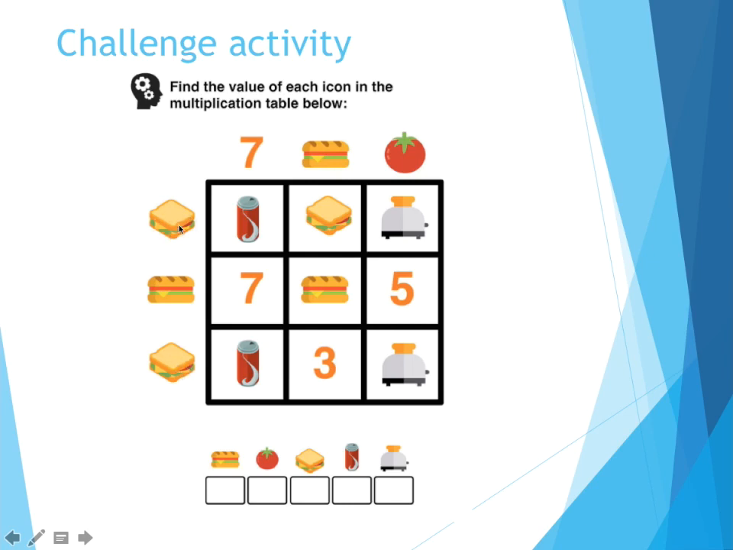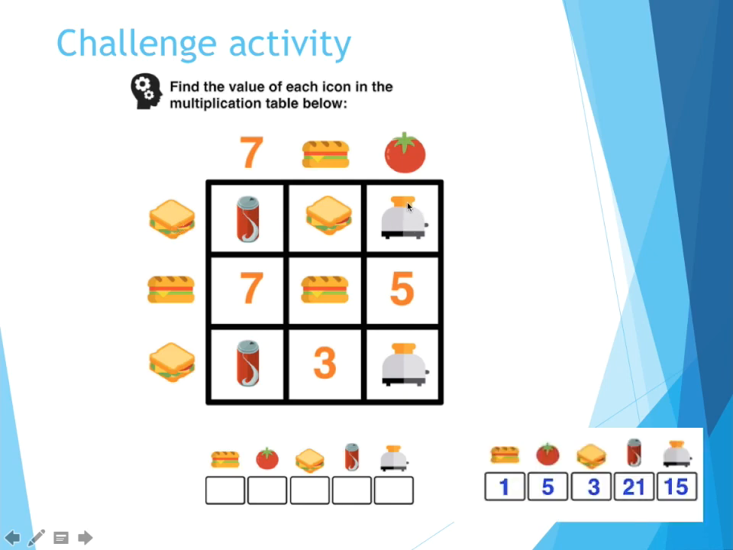So I'm going to go up here to this other regular sandwich, and I know that 3 times 7 gives me 21. So then 3 times 5 must give me 15, which gives me 1 as the sub sandwich, 5 as the tomato, 3 as the regular sandwich, 21 as my cola, and of course 15 as my toaster.